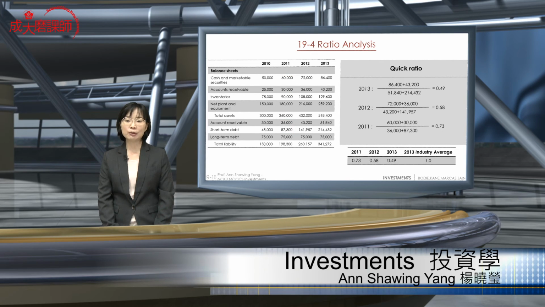Now, how does this compare to the industry average? In 2013 the industry average is 1.0, but this particular firm is only meeting half of it, 0.49. So it means that if there's a cash emergency, the firm is unable to cover its cash emergency needs, which is very dangerous.